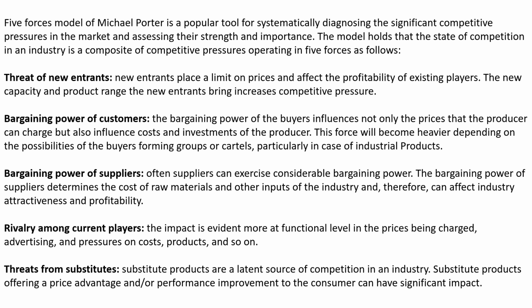Third, bargaining power of suppliers. Often suppliers can exercise considerable bargaining power. The bargaining power of suppliers determines the cost of raw materials and other inputs of the industry and therefore can affect industry attractiveness and profitability. Fourth, rivalry among current players. The impact is evident more at functional level in the prices being charged, advertising and pressures on costs, products and so on. Last is threats from substitutes.